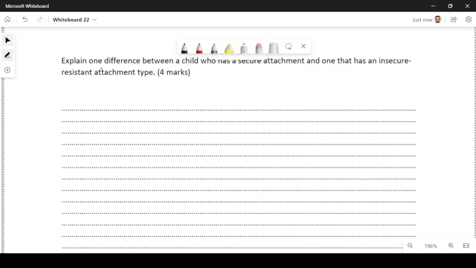So straight away, it's a different question, so you might want to think what keyword you use when there's a difference. Secondly, you want to paint a picture of what a securely attached kid acts like and what an insecure resistant child would act like. And you also want to think about the variables that you could mention through this. So remember, it's 4 marks. Okay, so pause the video and let's see if you can remember what those variables are and how the child may act.